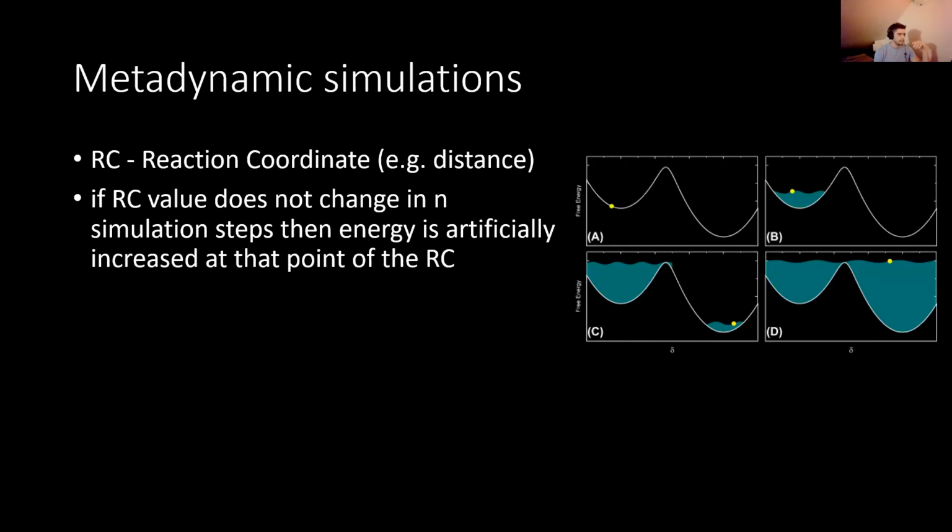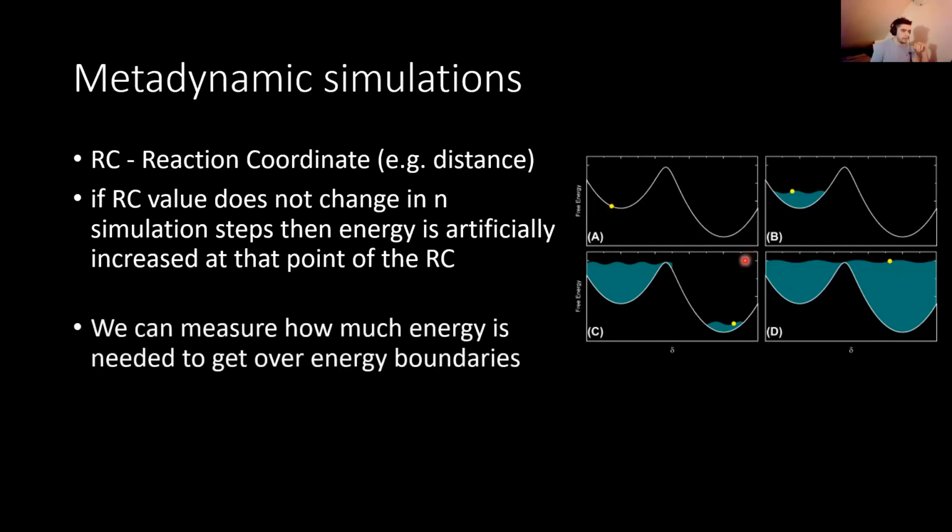And you can see these steps on the right side of the image, where the reaction coordinate is on the horizontal axis and the free energy level is on the vertical axis. So you can see that the system is trapped at the local energy minimum and moving away. And this method is good because we can measure how much energy is needed to get over these energy barriers, and thus we can get information about the system.